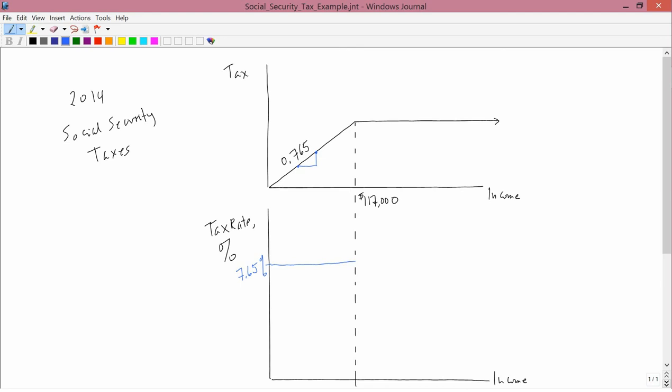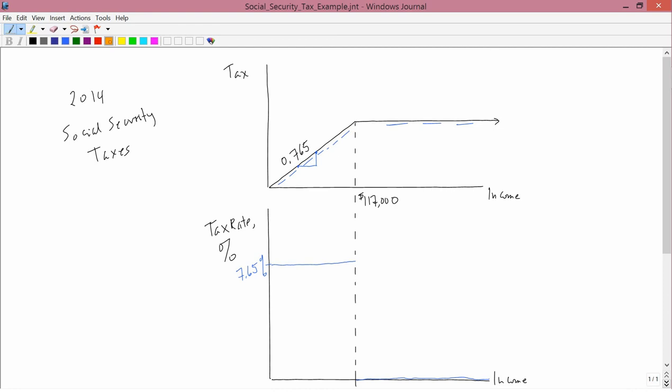because all those tangent lines are parallel to each other. They all have a slope of 7.65%. Beyond 117, the tangent line looks like this, or like this, or like this. Those are all horizontal lines. They have no rise, and so the marginal is zero. So beyond 117, the marginal would just be zero.